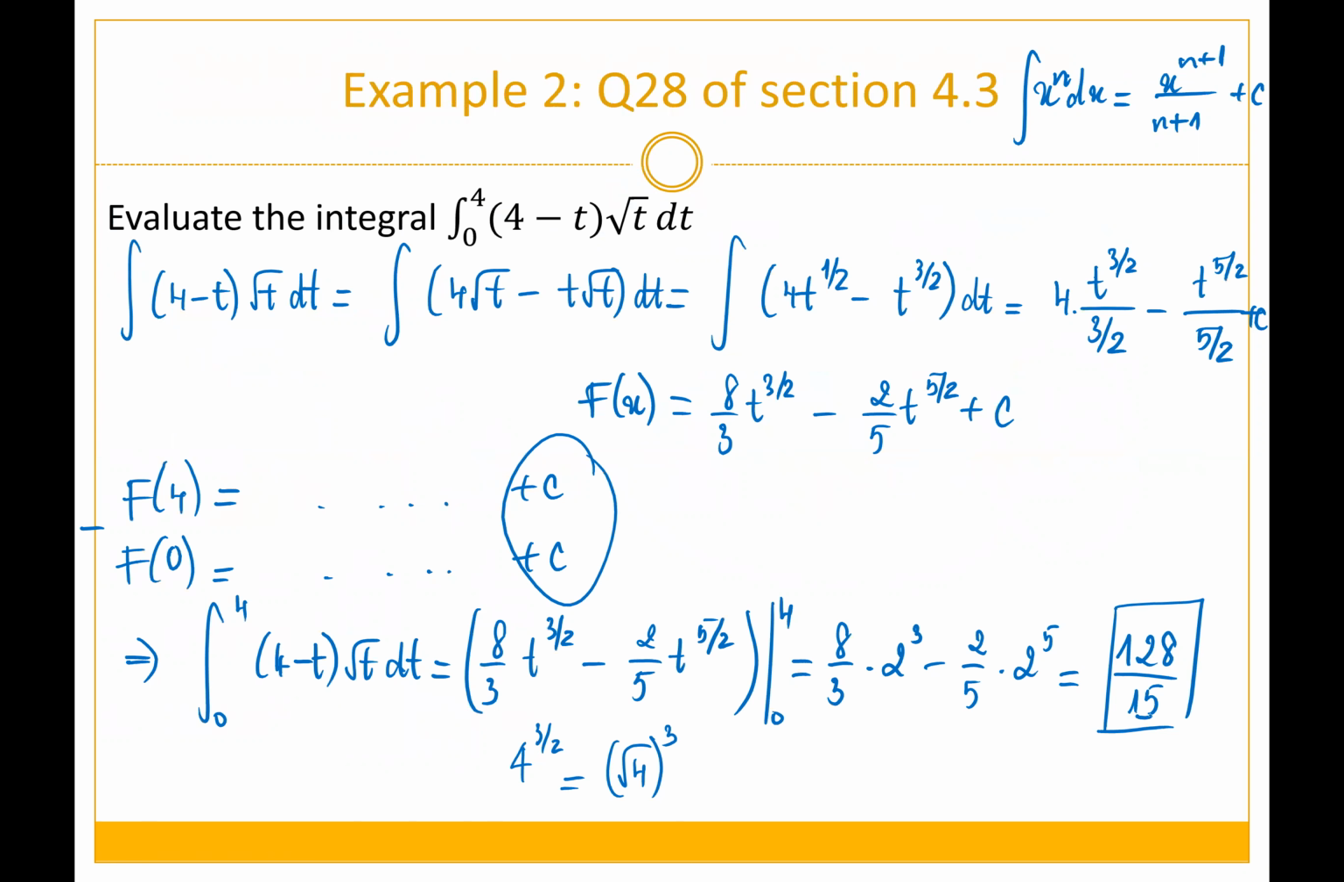Again, the steps are: first find the most general antiderivative based on what we learned last week and what we've learned so far, and then plug in the two ends, upper boundary first and then lower boundary.